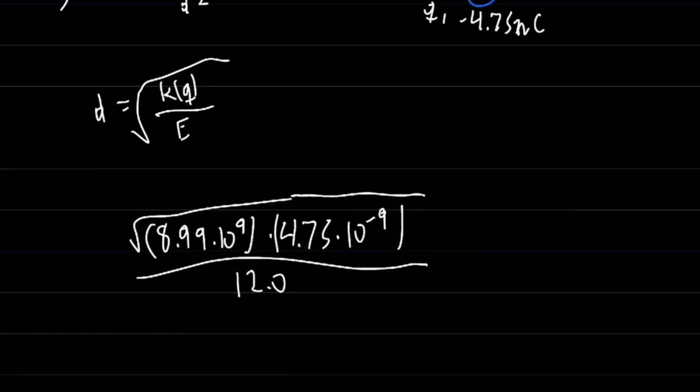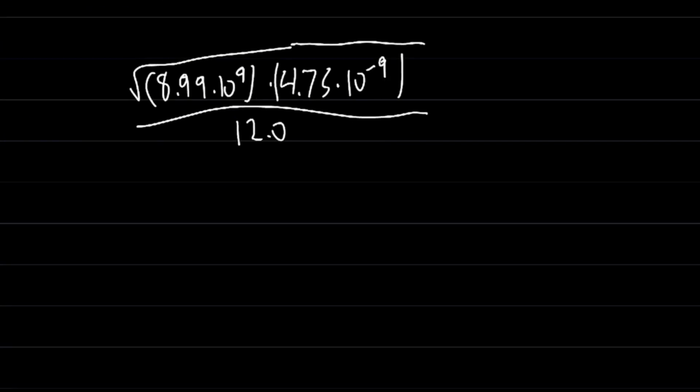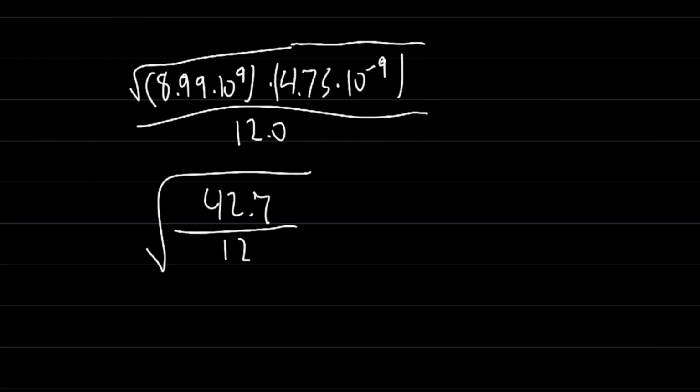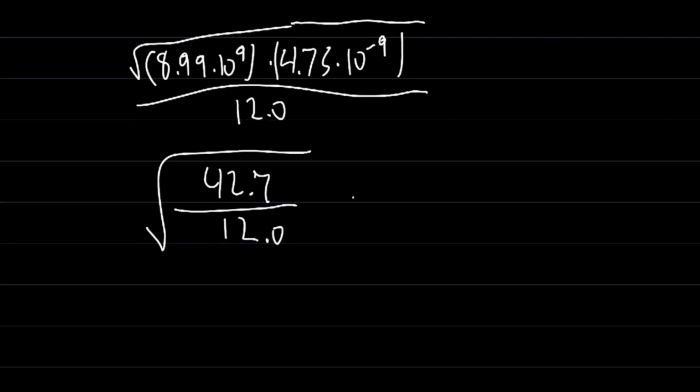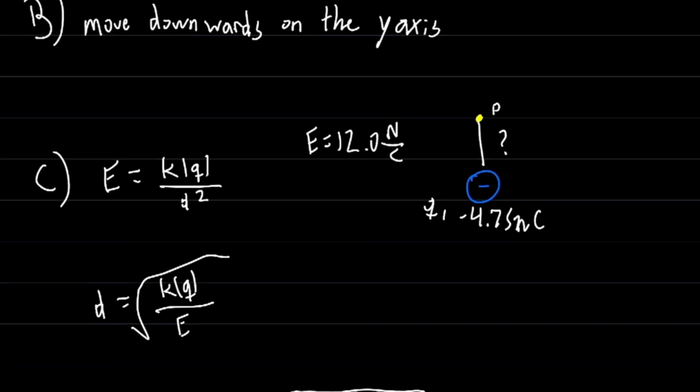Now we have our electric field, so we're plugging in our electric field and not the distance. And this, we've already done this before. This was 42.7 over 12.0, and 42.7 over 12.0 would roughly be around 3.56, and we'll just take the square root of that, 1.89 meters. So our final answer for C is going to be 1.89 meters, and now we can fill in our distance on our little visualization here. D is equal to 1.89 meters.